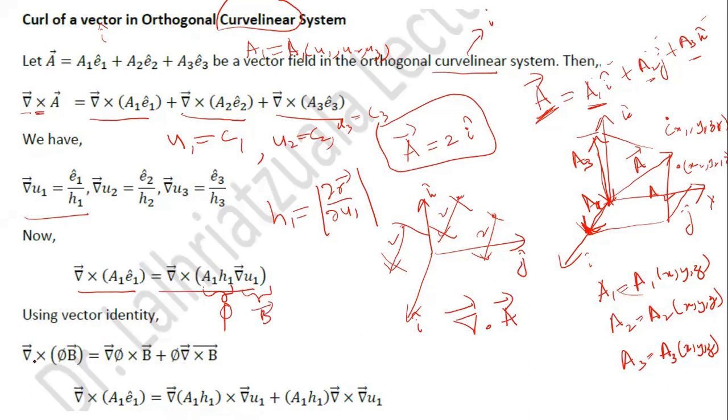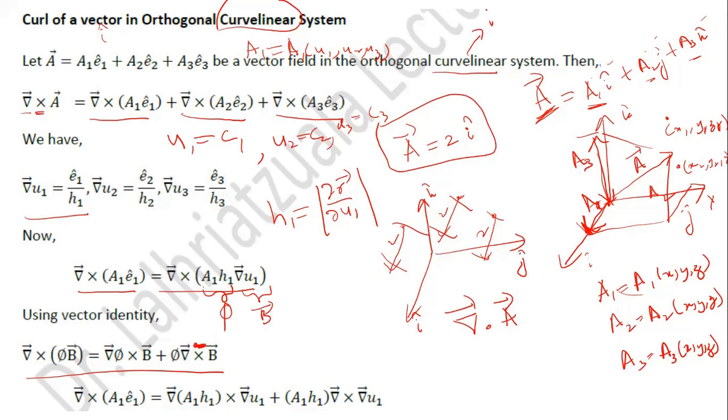So if you do that, curl of a product of scalar and vector. This is a vector identity which you can easily prove. I suggest you prove this yourself also. The vector sign should be on top of b vector only. So this will be gradient of scalar cross product with b plus scalar into curl of b.